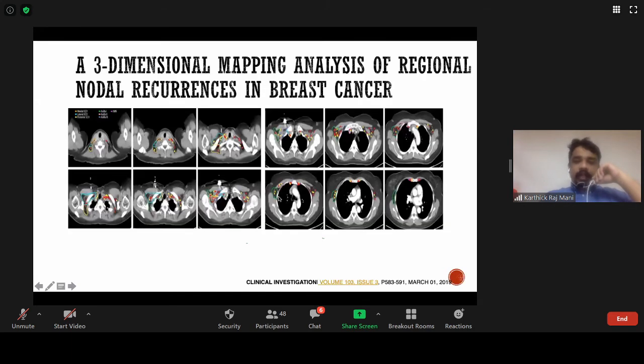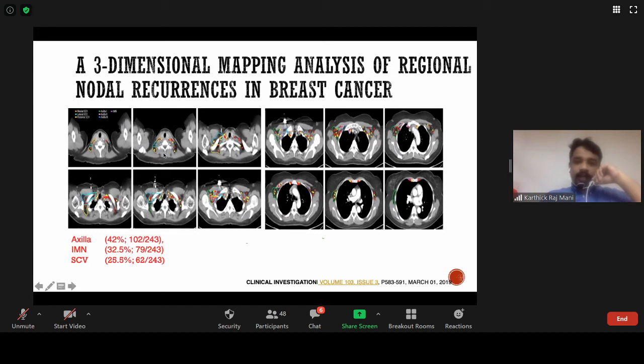Okay, obviously, these guidelines are not 100% right when you go with evidence-based practice. This is a paper published in 2019 in the Red Journal, in the clinical investigation component. It's a single-center study. From 1998 to 2013, a period of 15 years, they found all the patients who had a nodal recurrence and mapped them on CT images. It was a very interesting study.